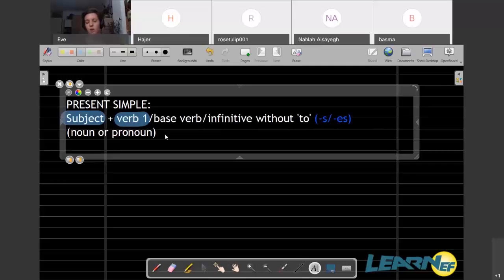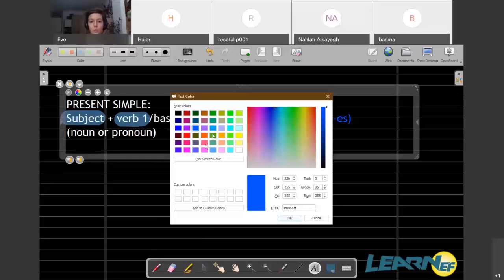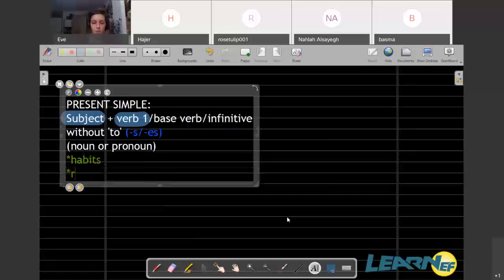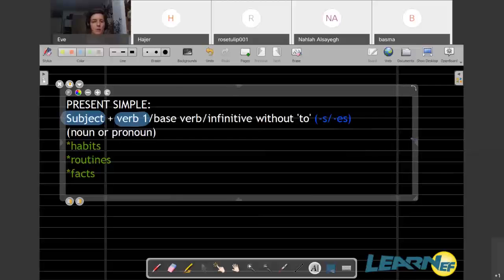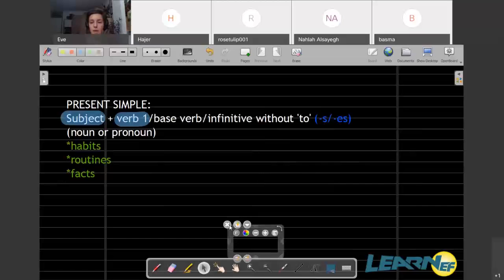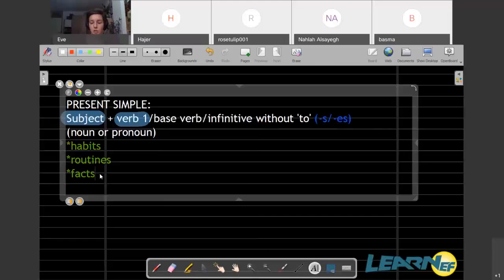Okay, we will actually do the examples later. First, what I want to tell you is when we use present simple. Present simple we use for habits, routines, and facts. Okay? Habits, routines, and facts. Habits and routines can be very similar, but not necessarily. We use them to say something that repeats itself occasionally.